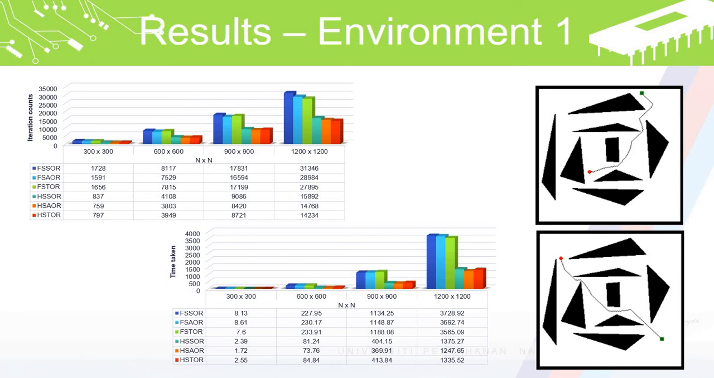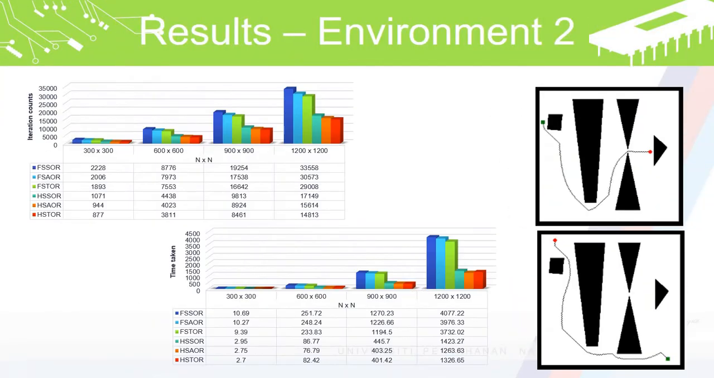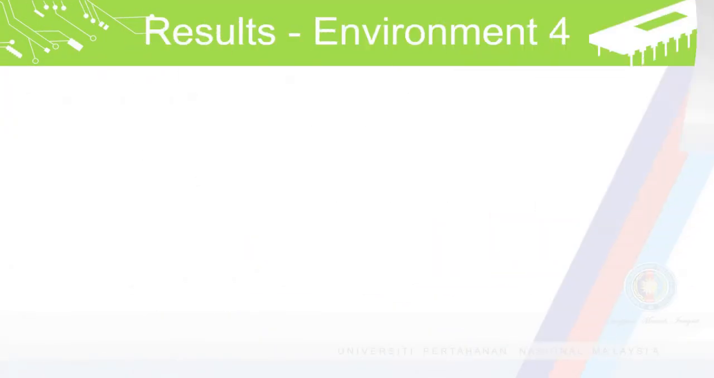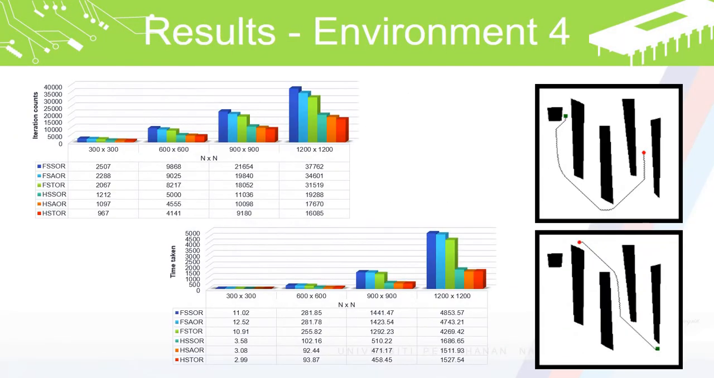The same thing happened to environment 2, environment 3, and environment 4, where the smooth path is successfully generated. We can say it's smooth because there is no jagged line compared to previous studies. For comparison purposes, the bar charts for both iteration counts and the time taken based on results are built. For all environments, the HSTOR shows the best correlation, where it needs a smaller number to iterate compared to other methods. The results also prove that HSTOR took less time compared to other methods in order to complete the path.